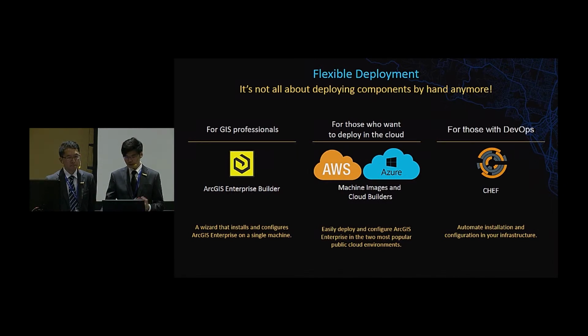And finally, we have Chef, a popular tool for automating your deployment of infrastructure, be it on cloud or on-premises, or Linux, Windows, or 3 servers, 300 servers. We provide cookbooks for you to deploy your ArcGIS Enterprise base deployment, and you can tailor this to your own environment.